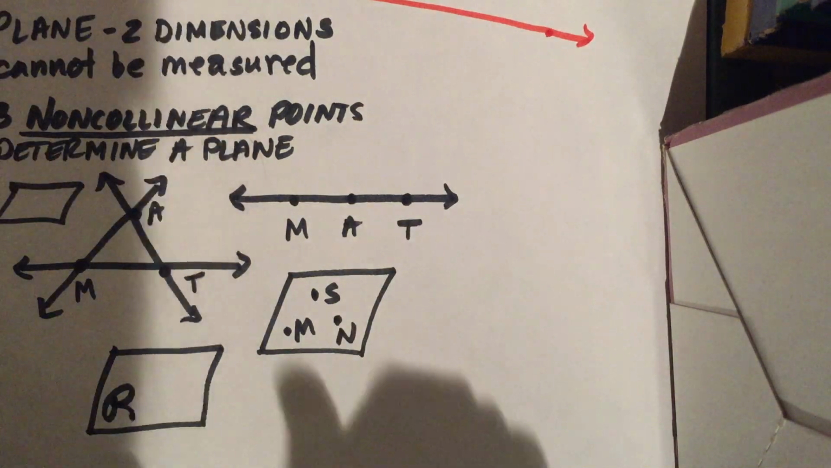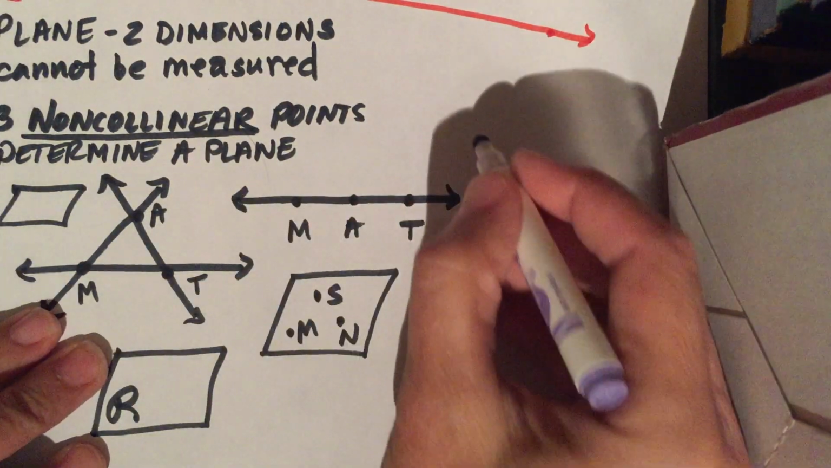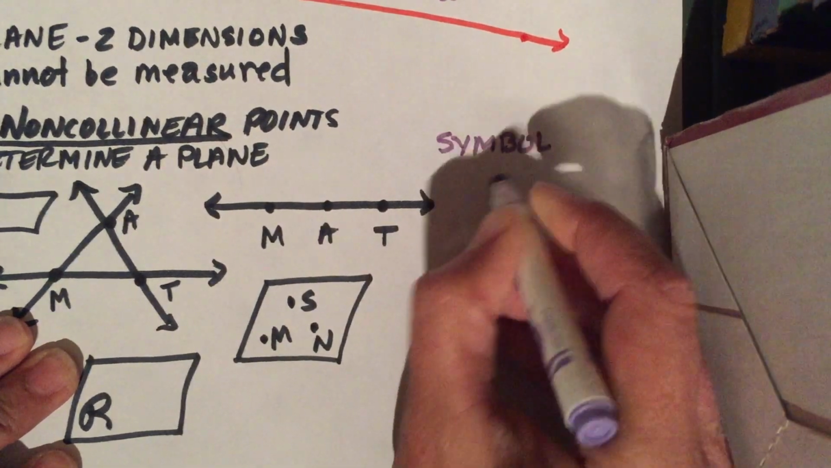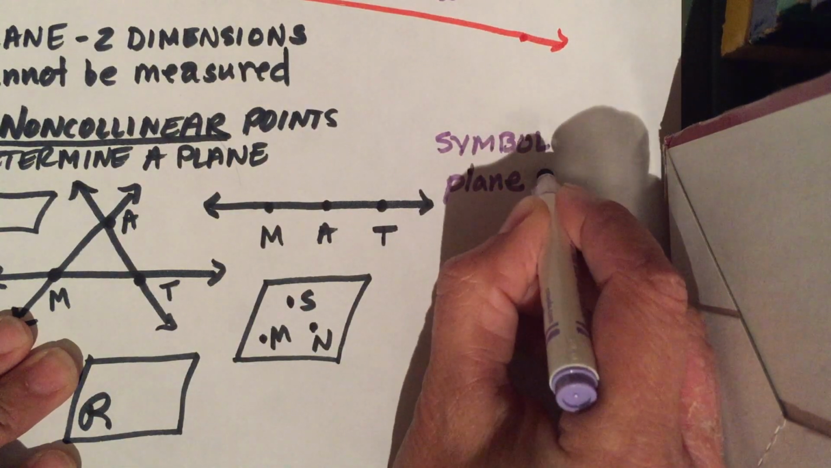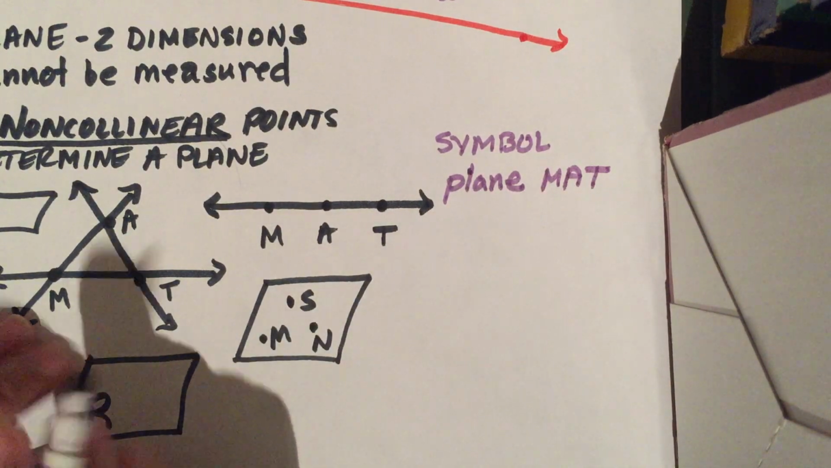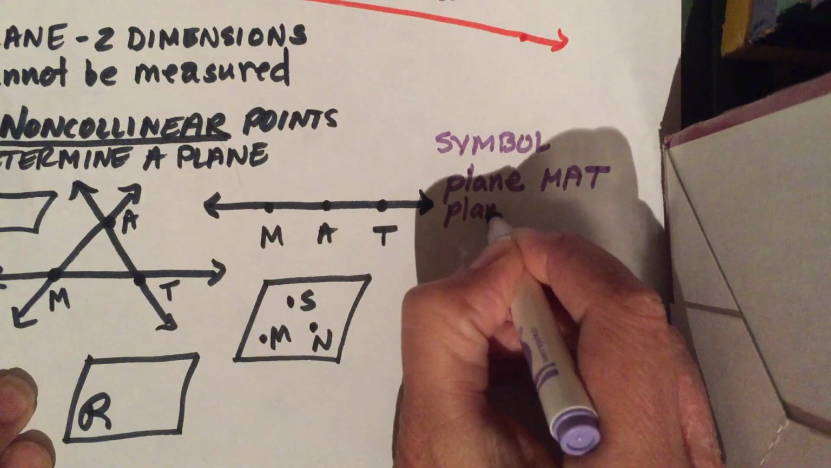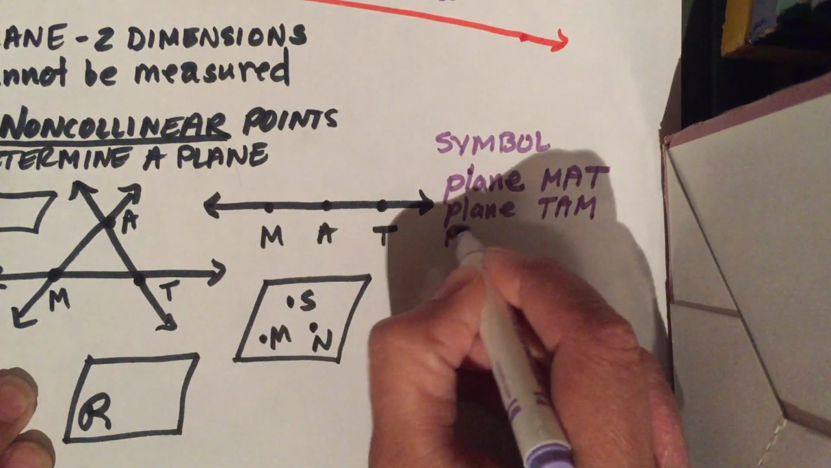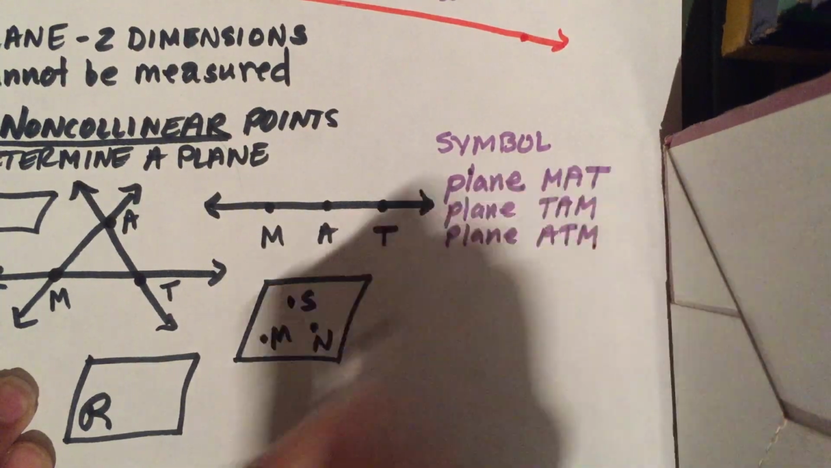Okay, the first one, this plane right here, the way you name it, if you want to use symbols, the correct symbol would be plane M-A-T. You could also call this plane T-A-M. The order, again, does not matter for these. Or you could call it plane A-T-M. Oh, we all love ATMs, right? Money.